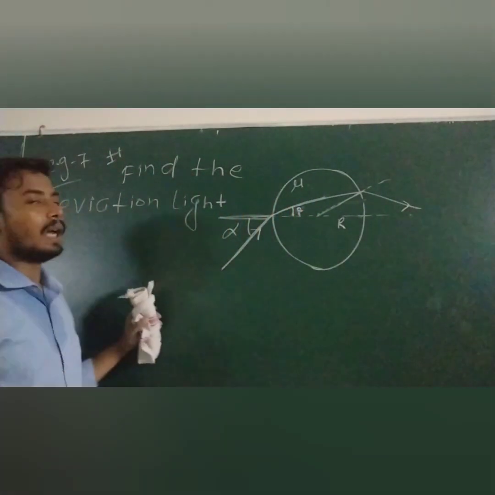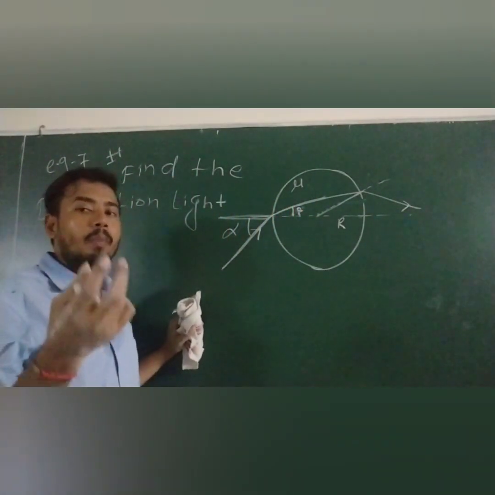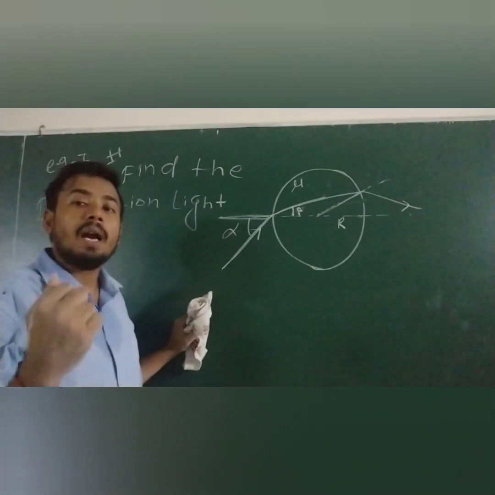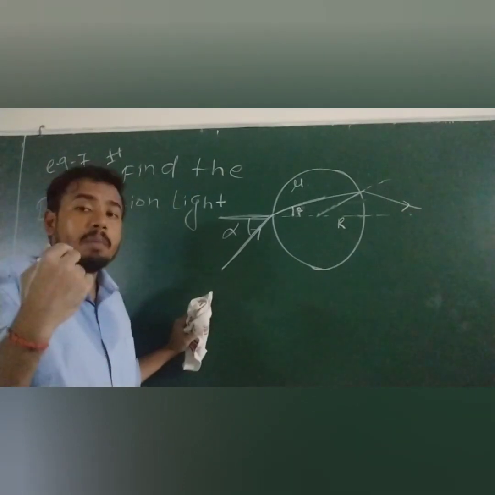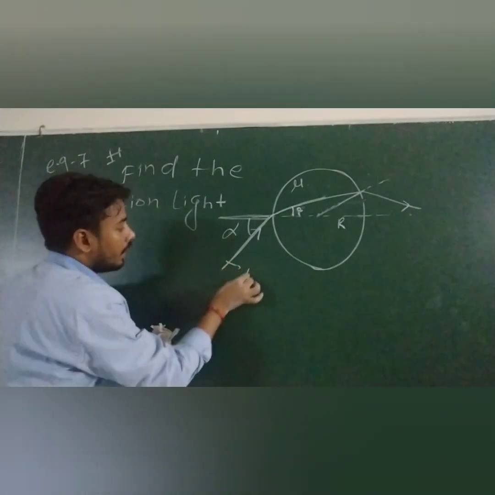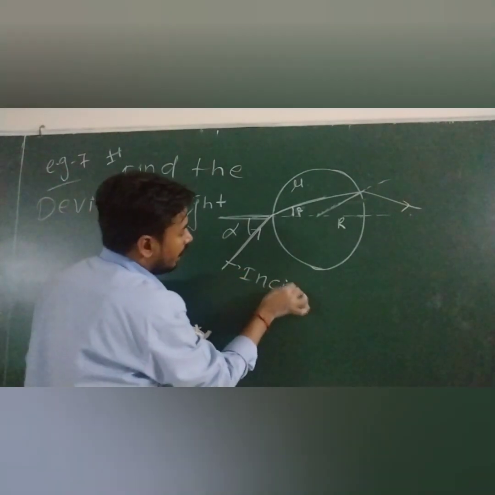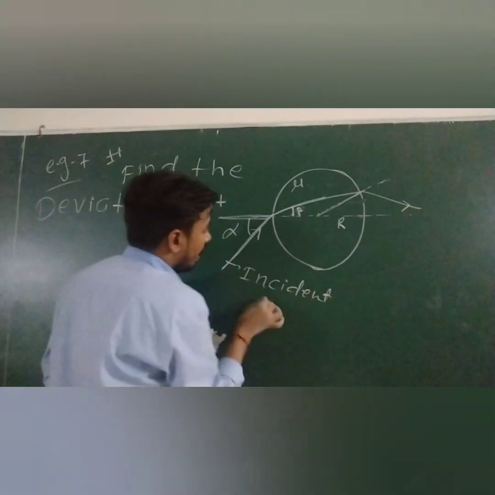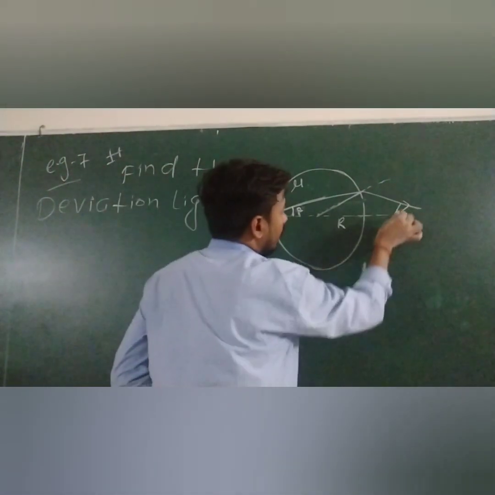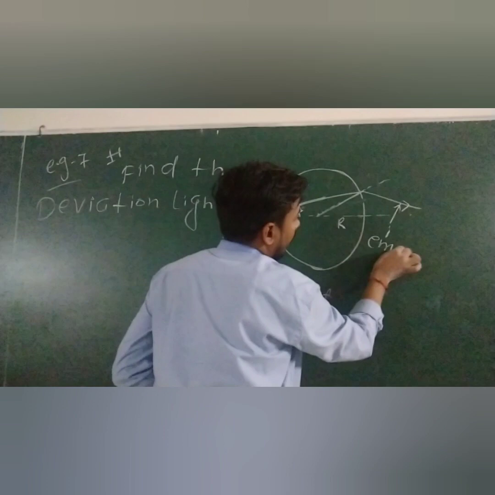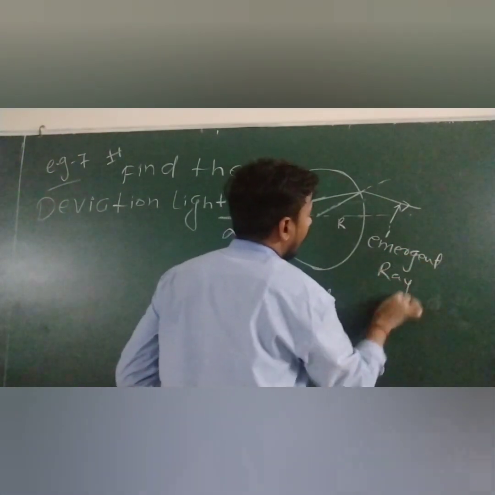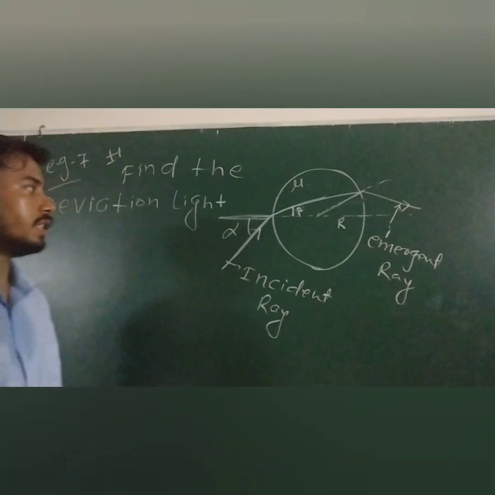See, what is the deviation? I told you, the gap or divergence angle between the incident ray and the reflected ray or emergent ray is called deviation. So this is basically the incident ray, and this is the emergent ray, because it is coming outside.